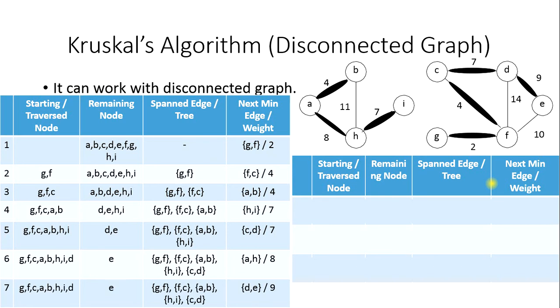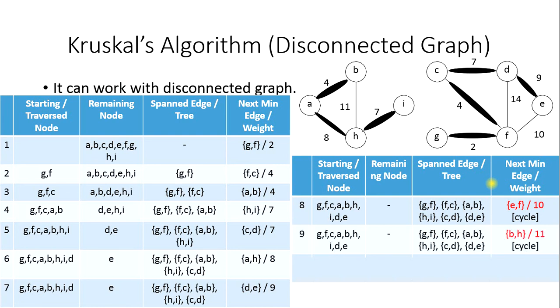After that, 3 edges are left. EF, we cannot select that, it makes a cycle. BH, we cannot select that, it makes a cycle. And DF, we cannot select that, it makes a cycle. So now, in this disconnected graph, there are two subgraphs. So there will be two spanning trees, one for each subgraph.